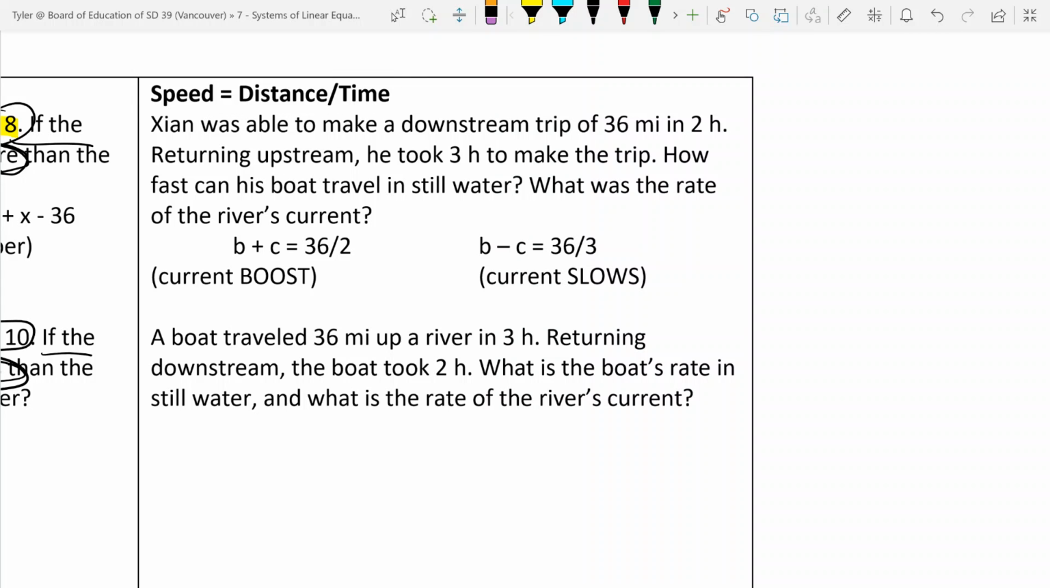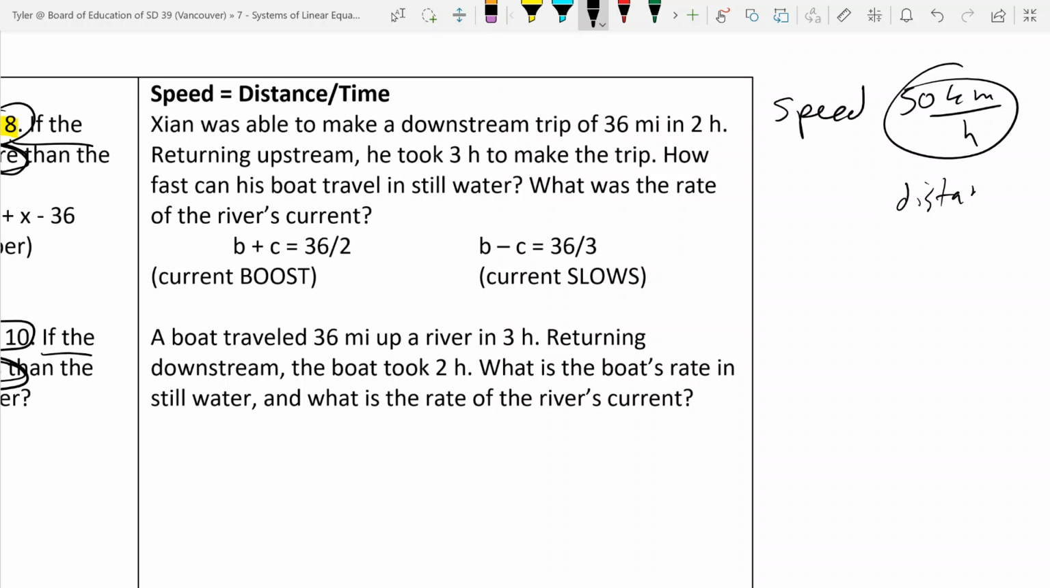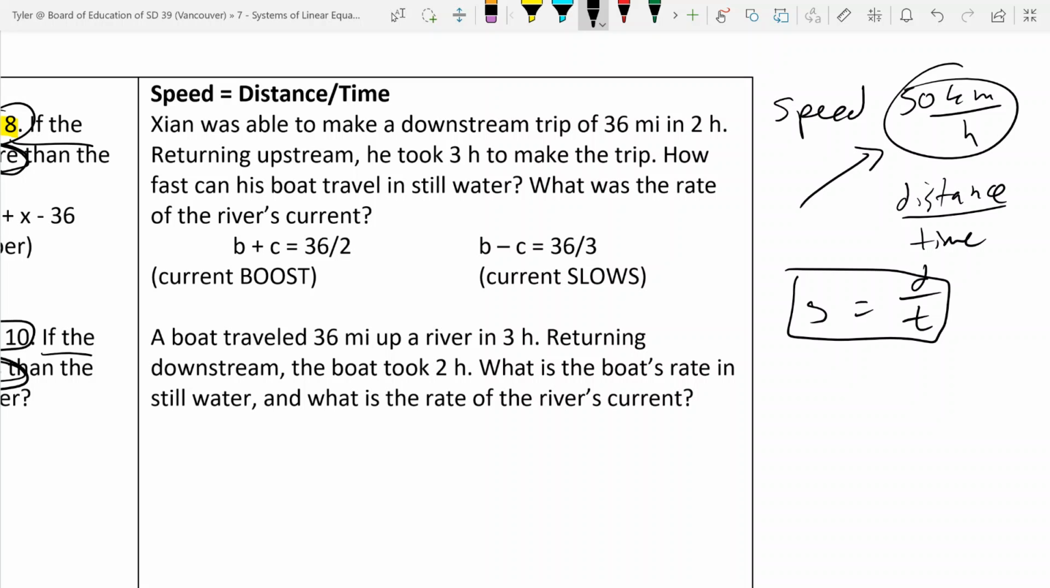The first thing I want to tell you is how to calculate speed. When I think of speed, I think of driving on the highway. You go like 50 kilometers per hour. That's how you measure speed, which is really distance divided by time. So the formula you need to remember is speed equals distance over time, okay? And again, if you don't remember that, just think of the 50 kilometers per hour as your speed. With that in mind, let's read the question and try to figure this out.